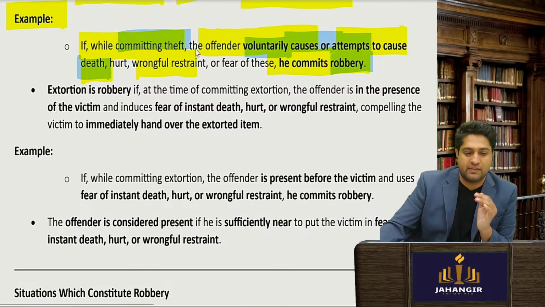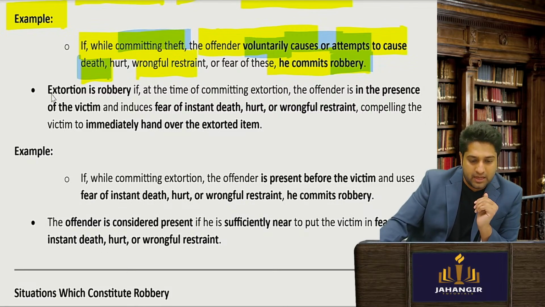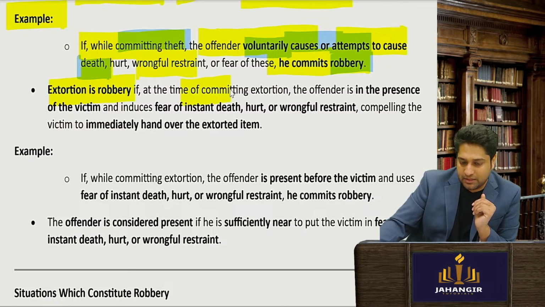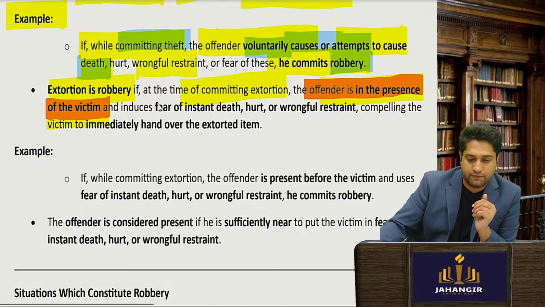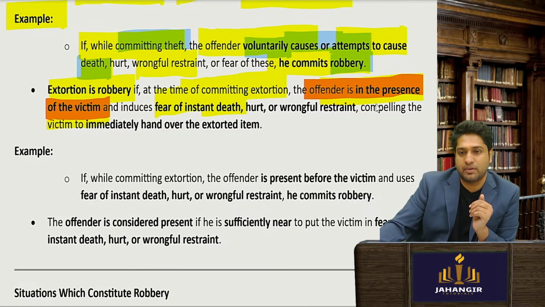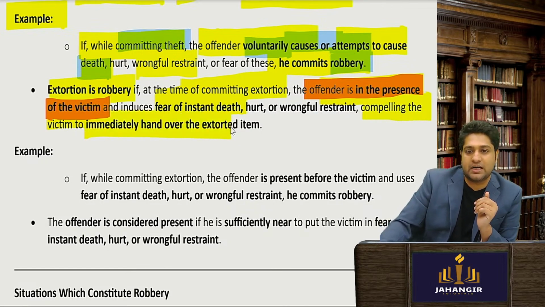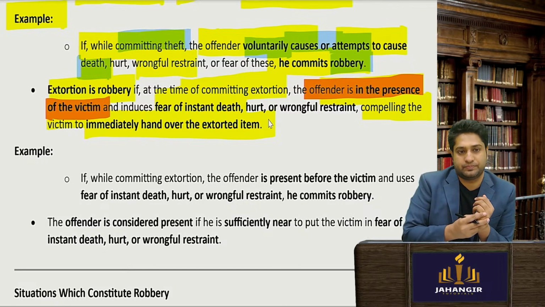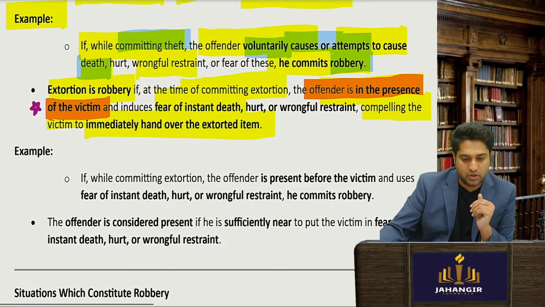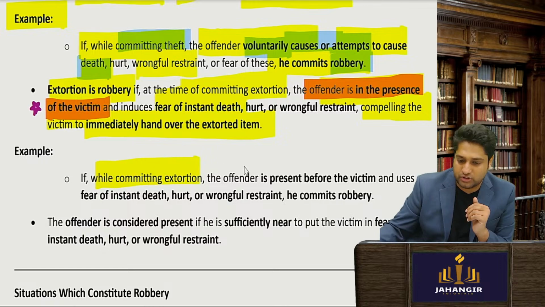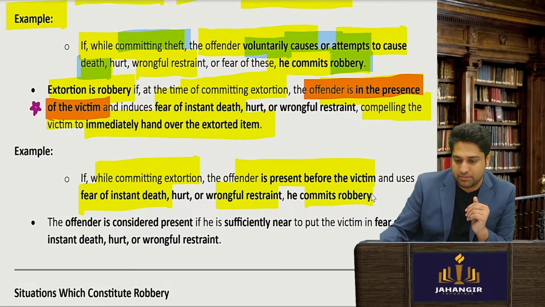Second, when will extortion become robbery? Extortion is robbery when, while committing extortion, the offender is in the presence of the victim. So first, the offender should be in the presence of the victim and induce fear of instant death to him, compelling the victim to immediately hand over the extorted item. So here he has to be in the presence of the victim. For example, if while committing extortion the offender is present before the victim and causes fear of instant death or wrongful restraint, he commits robbery.